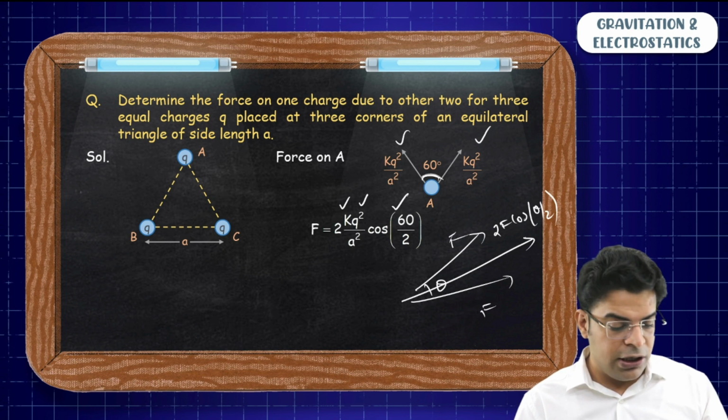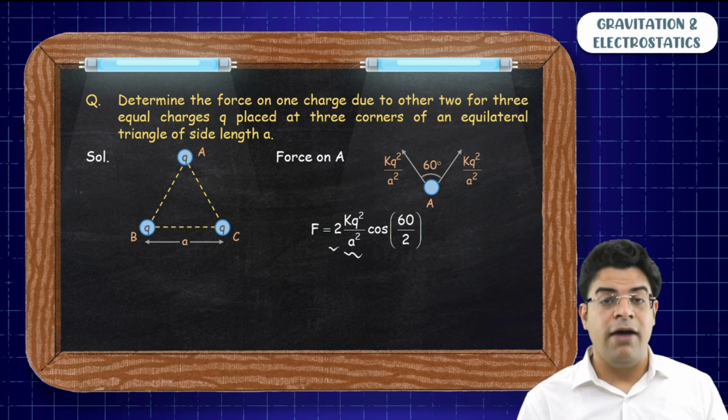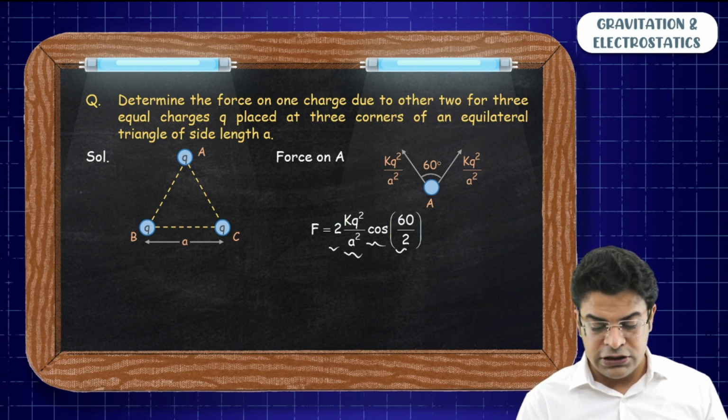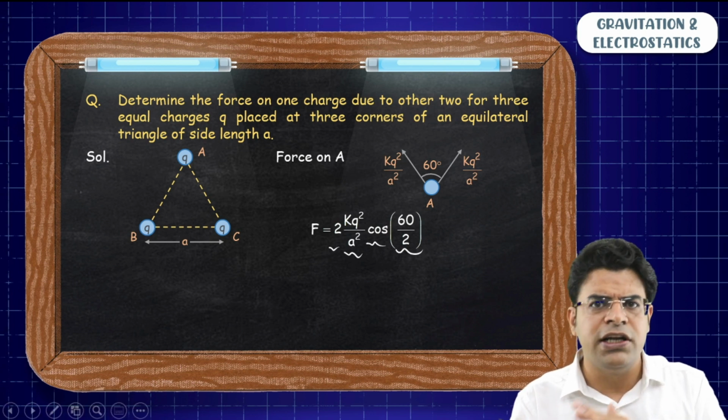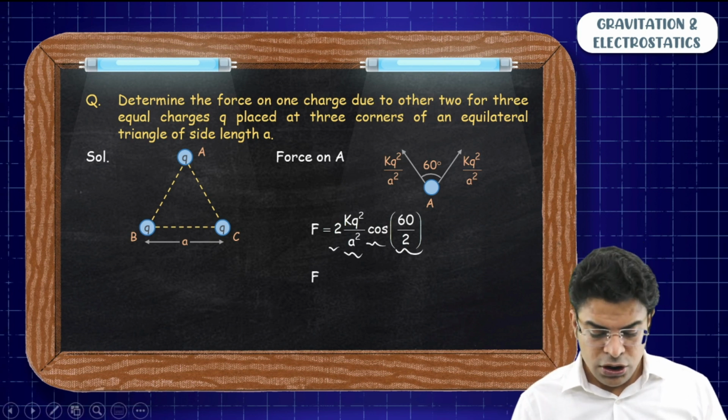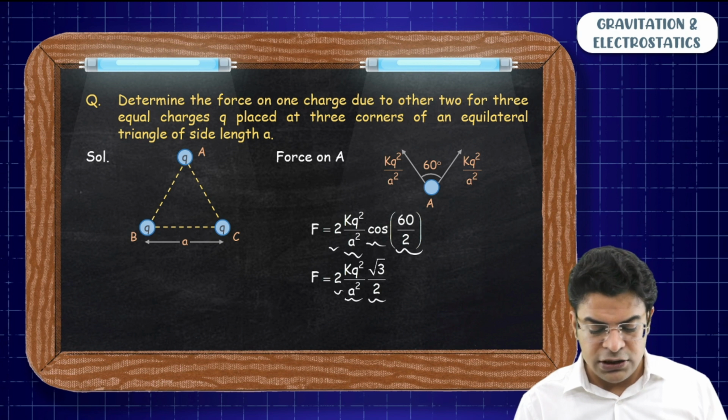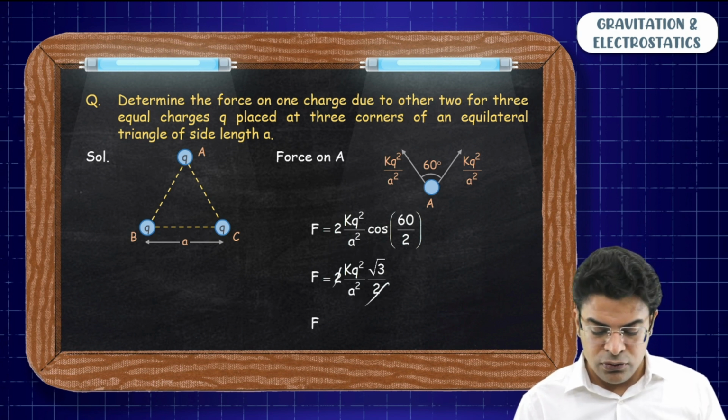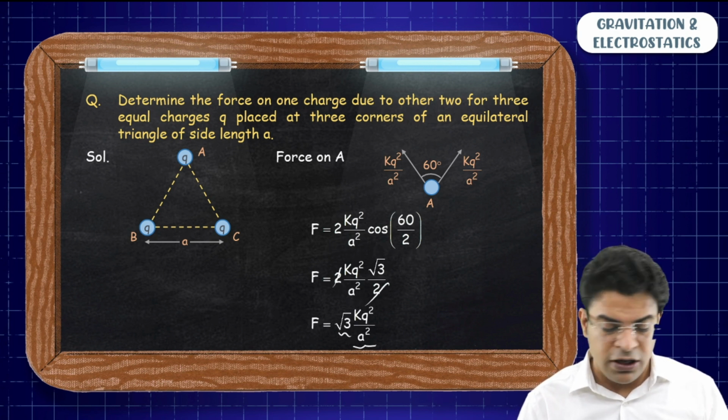Use the same thing here. So you get 2 into F, KQ square upon A square into cos 60 by 2. Cos 60 by 2 is cos 30. Cos 30 is root 3 by 2. So you get 2 into KQ square upon A square into root 3 by 2. Cancel out 2 and 2. So the force comes out to be root 3 KQ square upon A square.